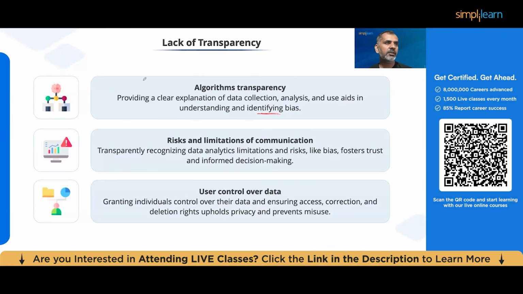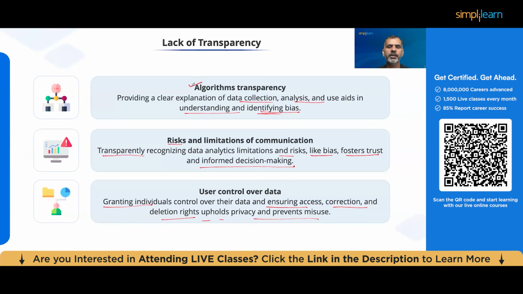But a lack of transparency can introduce some risks or issues in this process. Algorithm transparency means providing a clear explanation of data collection, analysis, and use, understanding and identifying the biases. Risk and limitation communication means transparently recognizing data analytics limitations and risks like biases, fostering trust and informed decision making. And user control over the data means providing control over their data and ensuring access, correction, and deletion rights, upholding privacy and preventing misuse. So when you introduce transparency, at least you have to address these things.